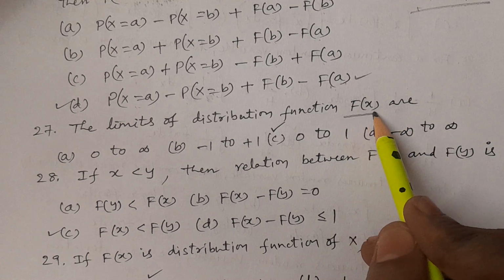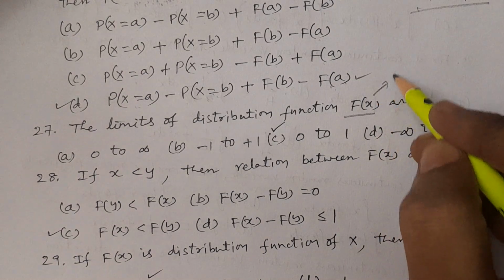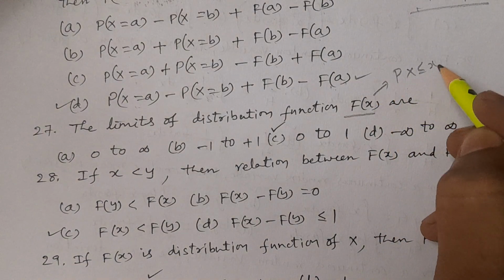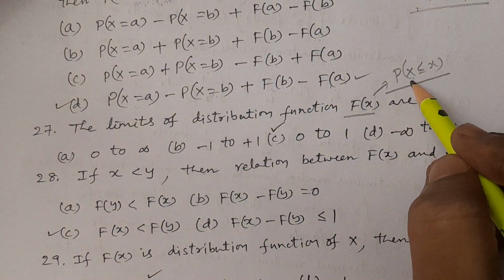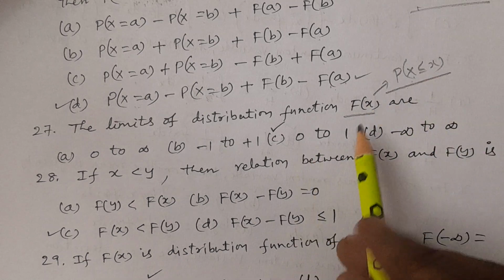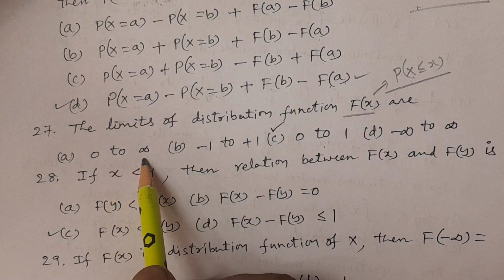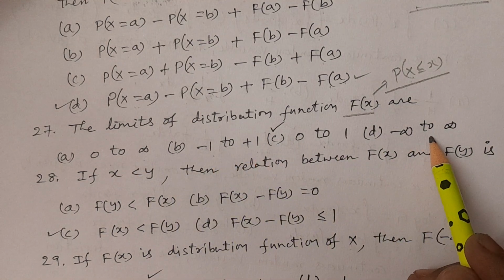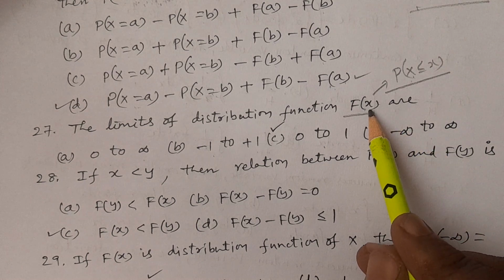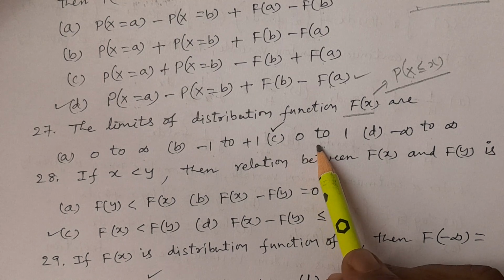F of x, the distribution function, is a probability. If you remember, F of x is the probability of capital X less than or equal to small x, that's all. So hence it is a probability. Probability limits are 0 to 1. Therefore, F of x limits are 0 to 1. Options here: 0 to infinity, minus 1 to plus 1, 0 to 1, minus infinity to infinity. So the distribution function limits are 0 to 1. So the answer is option C, 0 to 1.